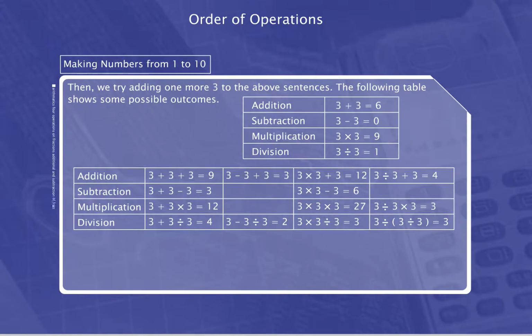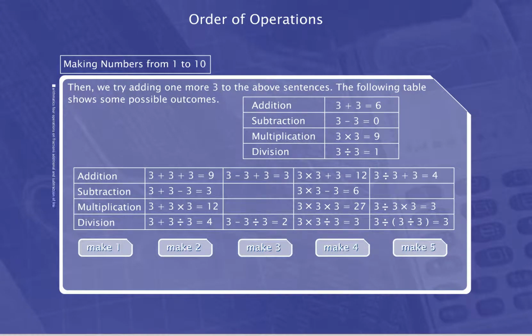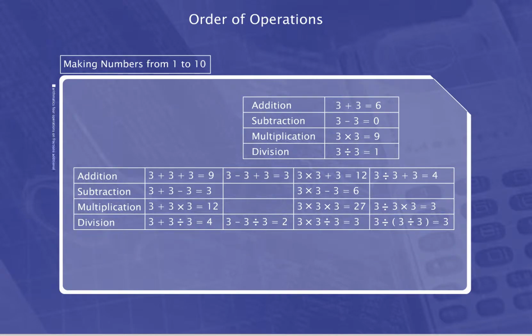Now we can use the table to make numbers from 1 to 5. Click on the buttons provided to see. Can you proceed to make numbers from 6 to 10?